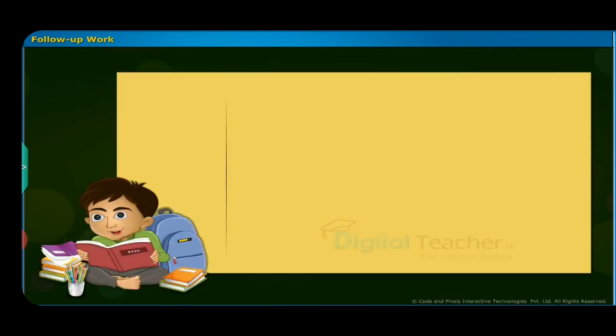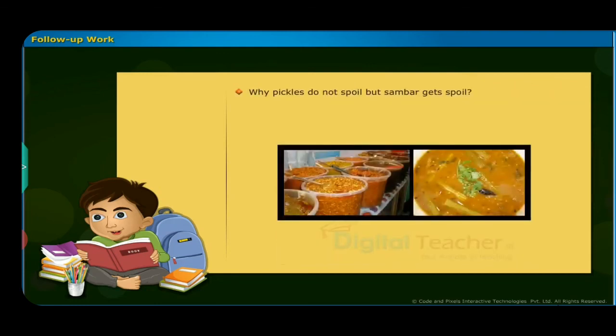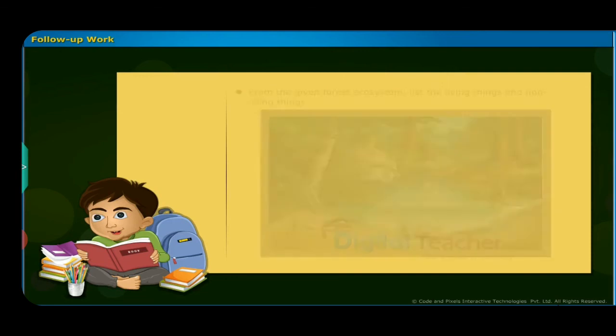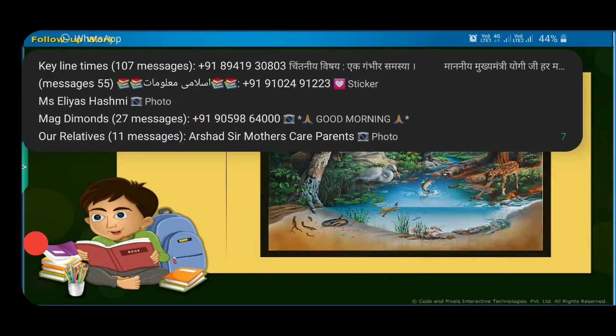Follow-up work. Take up the following activities. Observe the images shown on the screen and mention types of ecosystems. Why do pickles not spoil but sambar gets spoiled? From the given forest ecosystem, list the living things and non-living things.